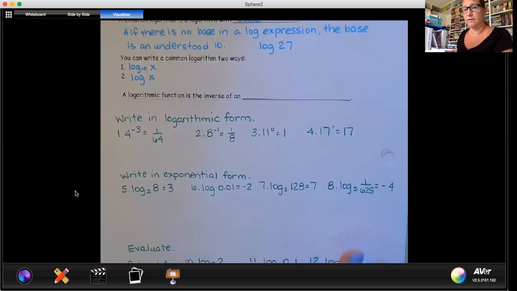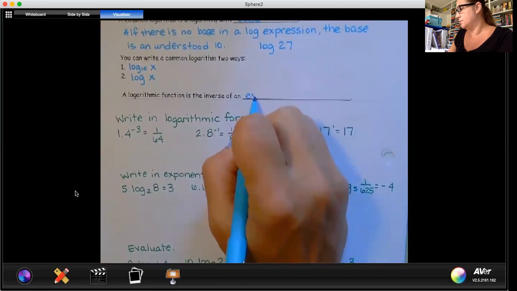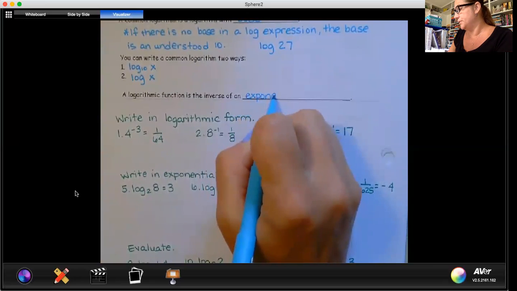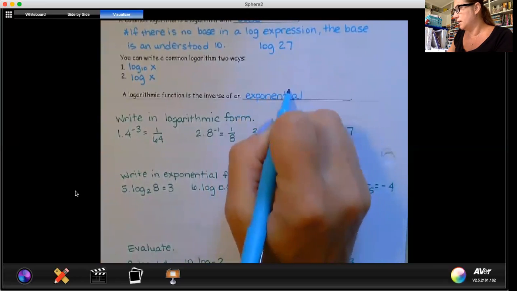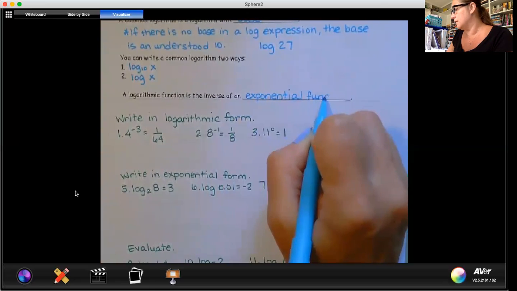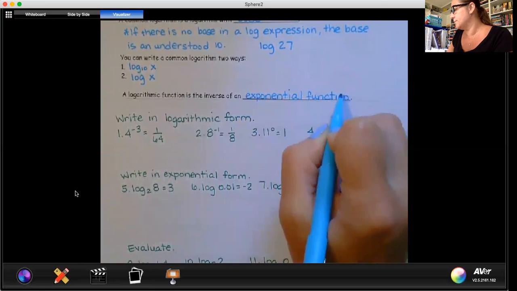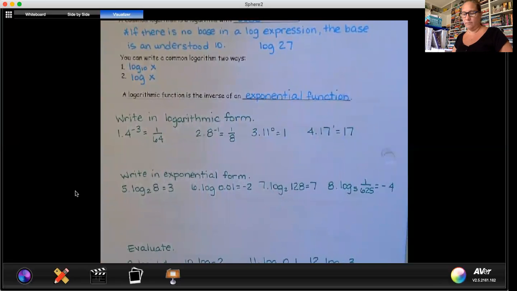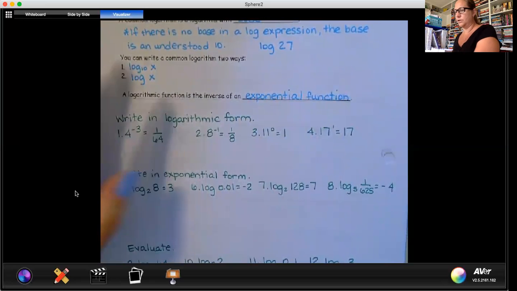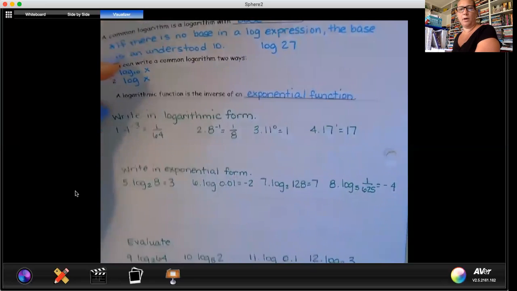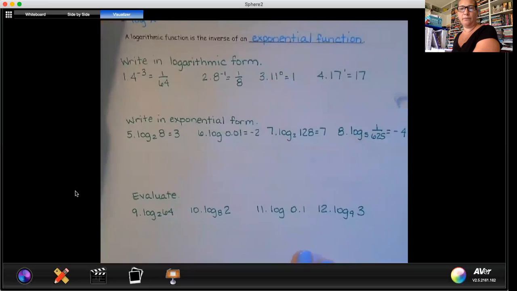And a logarithmic function is an inverse of an exponential function. That's why we've been able to do all the work we've done in interchanging the logs and the exponentials. All right, if you will please pause your video, take just a minute, and I think, if I'm not mistaken, your instructions are already there. If you will just pause and write down 1 through 12.